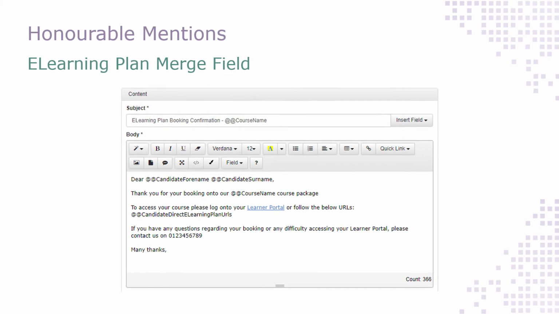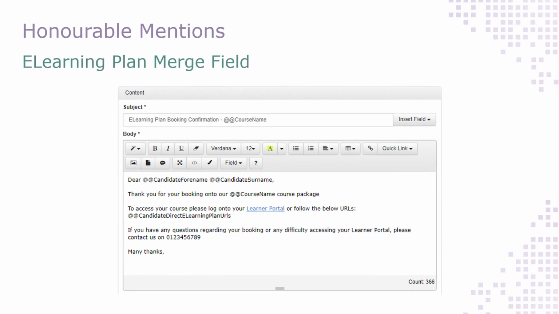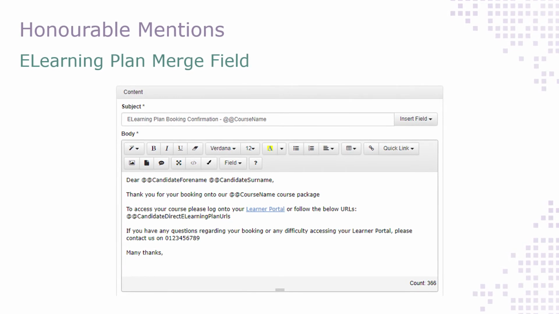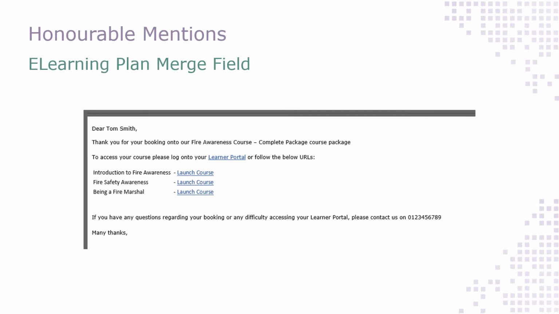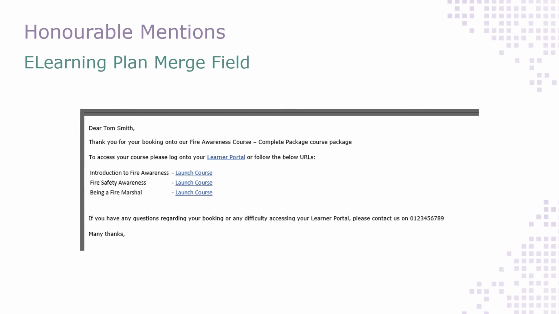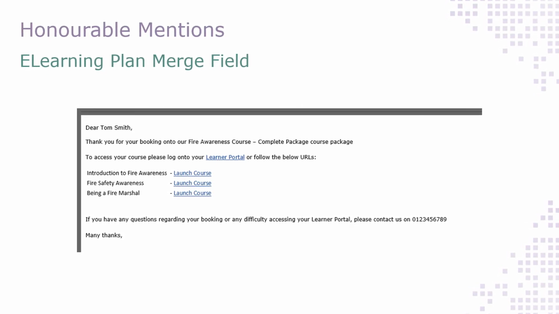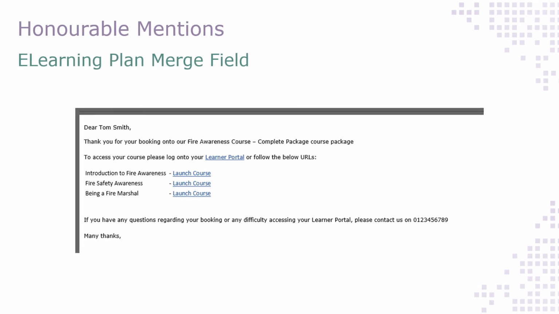If you offer e-learning bundles or plans, then we have a new merge field treat for you. You can now include a link to every e-learning course within a plan to your delegates in one email. So your delegates now have a one-stop shop for accessing and launching their e-learning courses, rather than sifting through lots of emails. Within this email, the merge field displays a table of the e-learning courses and the launch link for each one.